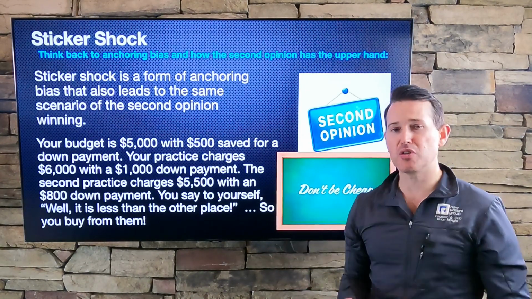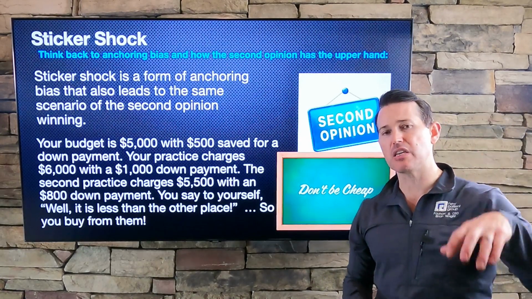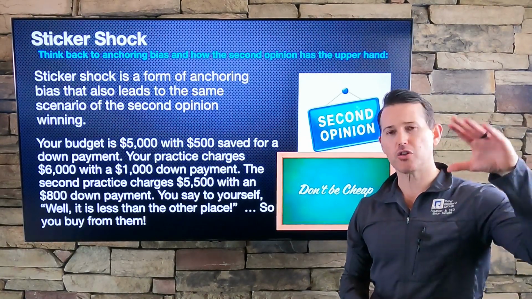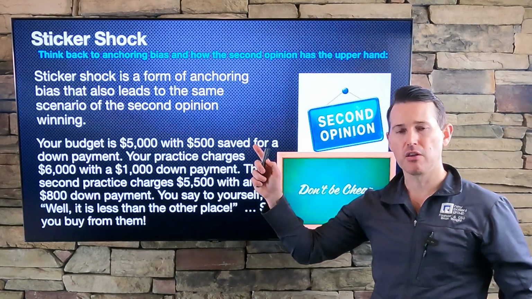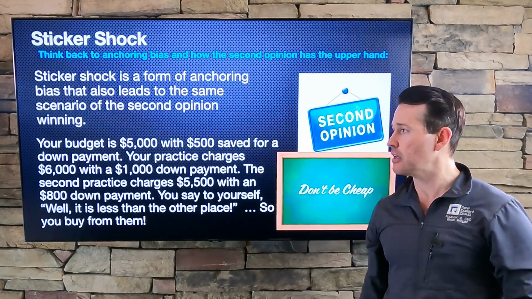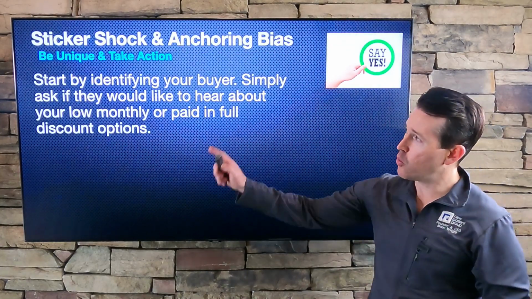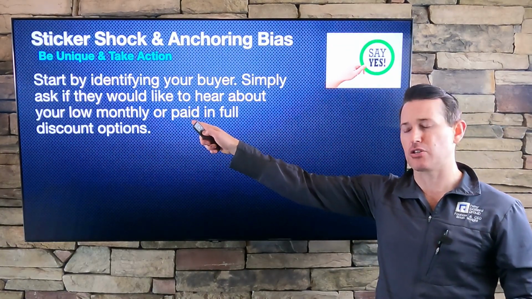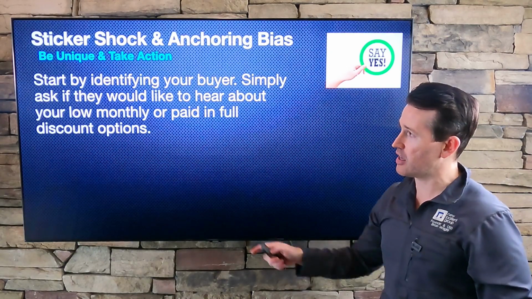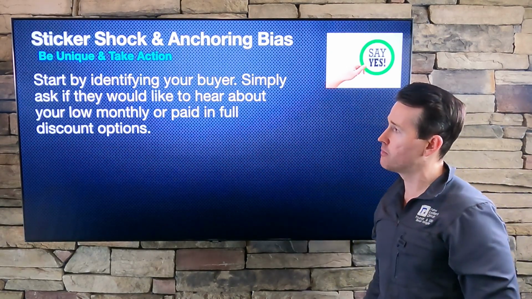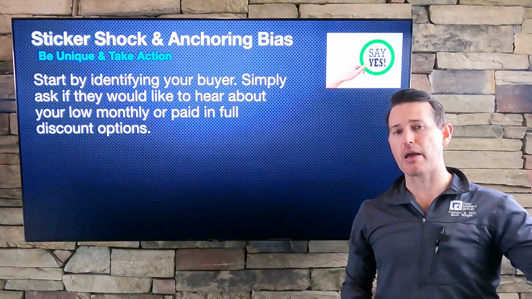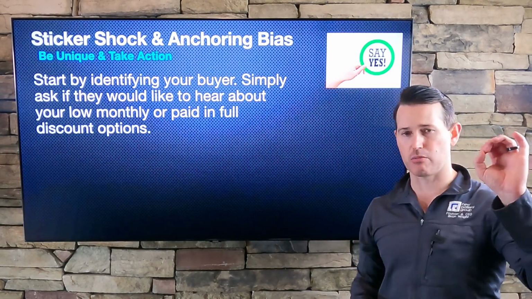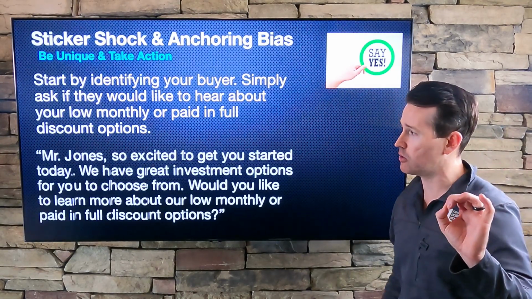Now we're also teaching you how you can eliminate some of these mistakes. Now, of course, the course is going to go in much more depth, but you've already learned some things that will eliminate the mistakes made when presenting money. So one, how are we going to be unique and take action? Then we're going to bring some of this verbiage together. Start by identifying your buyer by simply asking if they would like to hear about your low monthly payments or paid in full discount options. I'm going to show you how that plays out here momentarily.